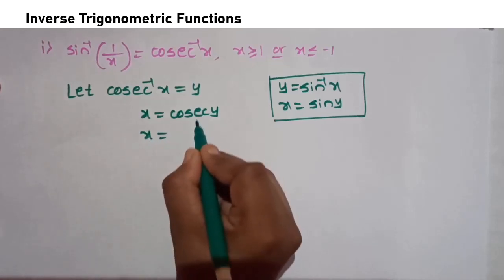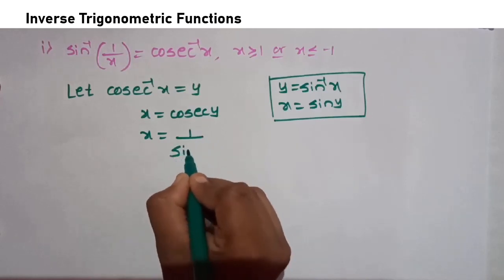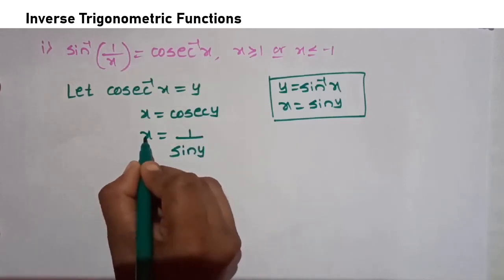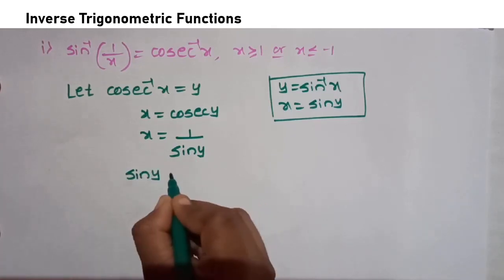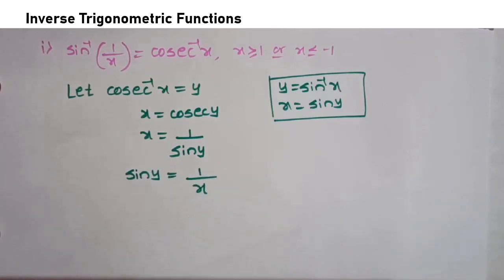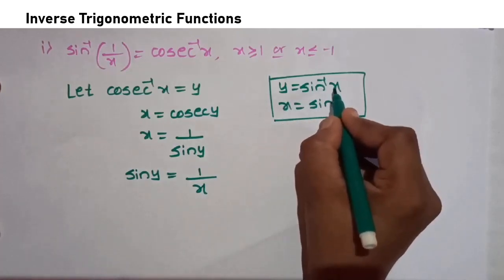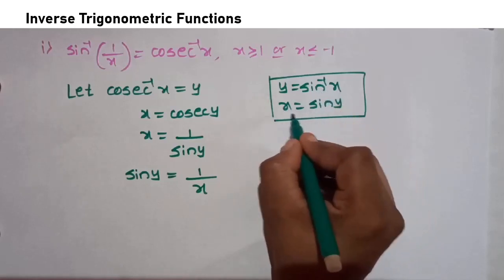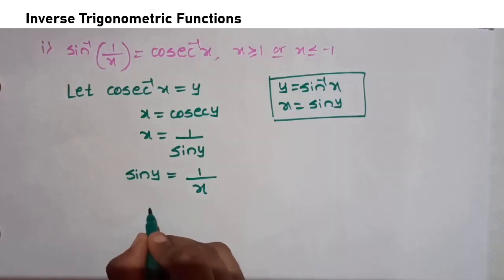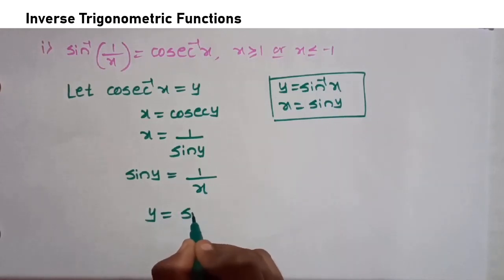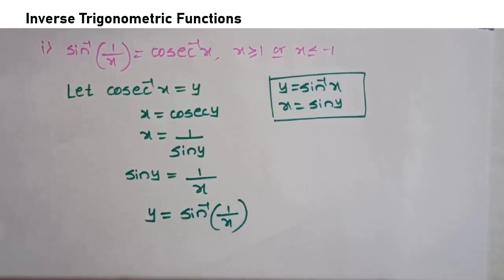Again you know that cosec y is nothing but 1 by sin y. So x is equal to 1 by sin y. Sending x here and sin y here, we are getting sin y is equal to 1 by x. So again, if y is equal to sin inverse x, x is equal to sin y. Again if x is equal to sin y, we can write y is equal to sin inverse x. Again we can write here y is equal to sin inverse 1 by x.